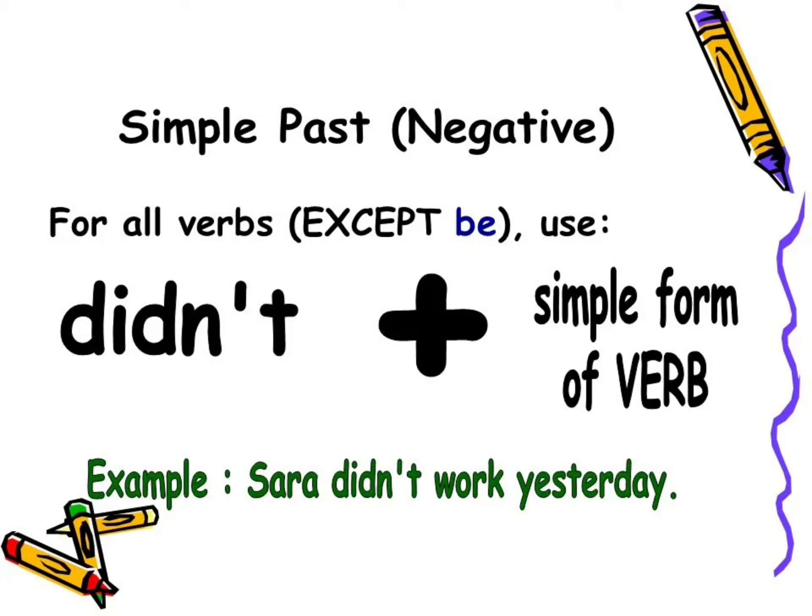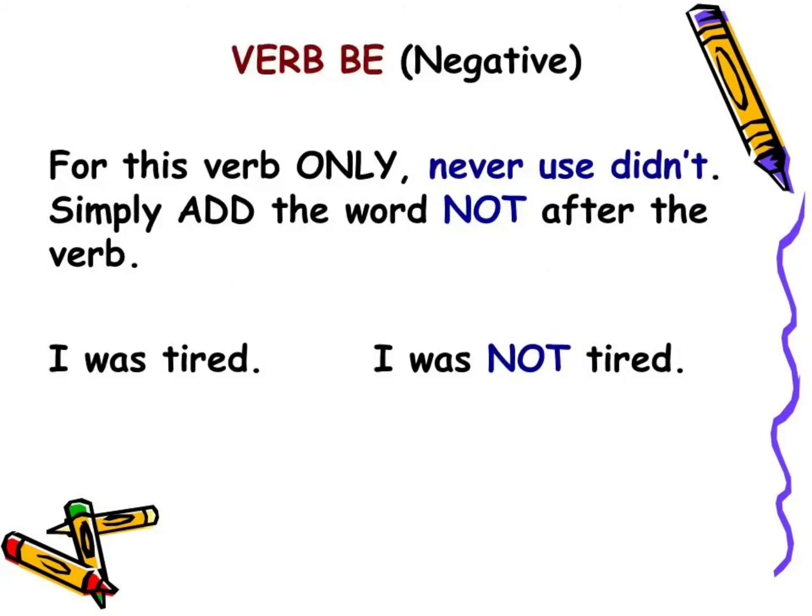This form is used with verb 1. Verb be negative. For this verb only, never use didn't. Simply add the word not after the verb. Example: I was tired. The negative is: I was not tired.